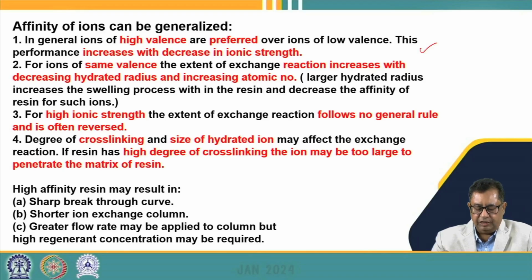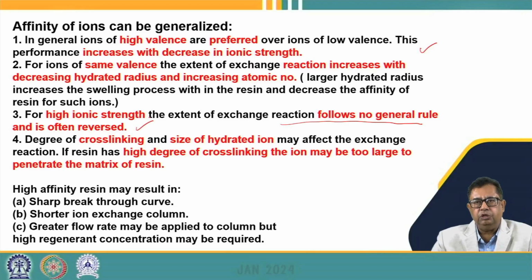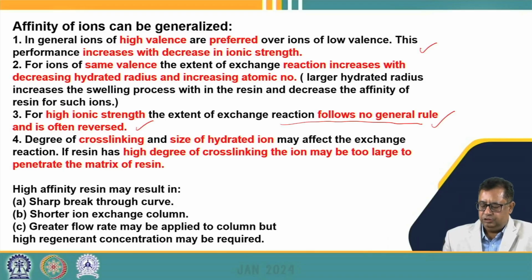Similarly, when we have a high ionic strength, our exchange reaction follows no general rule and it is often reversed, as I talked about in the first point also. When we talk of the regeneration of cation exchange or anion exchange resins, we have a very high ionic strength solution which is put onto the resin. In that case, the ions which are less preferred in dilute solutions may also replace the ions which are more preferred. For example, monovalent ions can also replace divalent ions. So this rule may be reversed in the case of a high ionic strength solution applied to the resins.